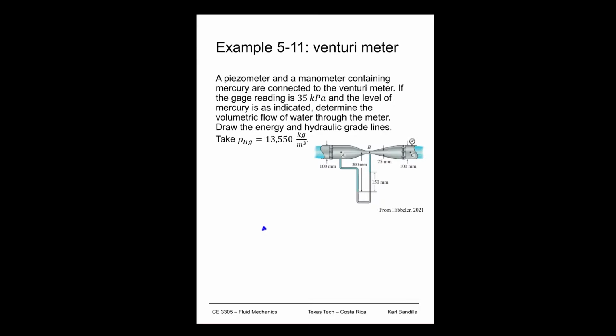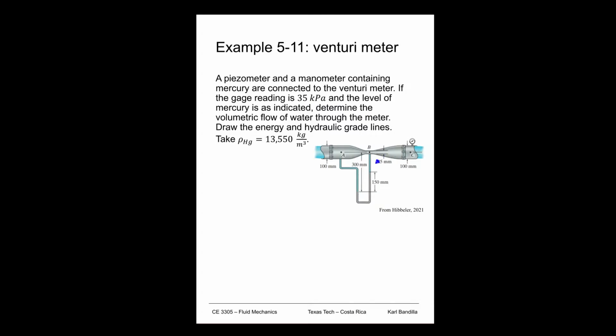This is example 5-11, where we're going to look at a venturi meter. You can see our venturi tube right here. We have this constriction at B. We go from 100 millimeters in diameter down to 25 millimeters and back to 100. We also have a pressure gauge at point C that's given to us at 35 kilopascals.